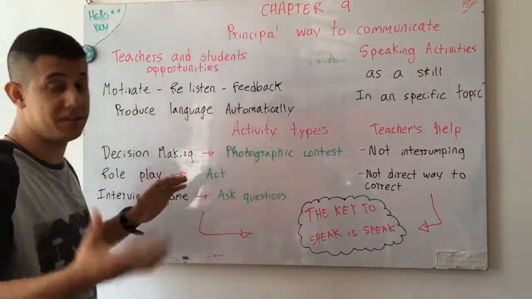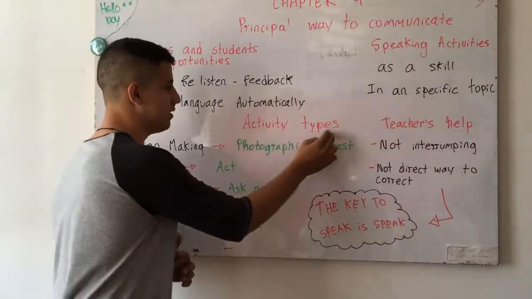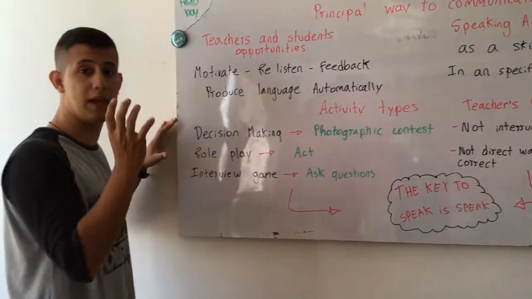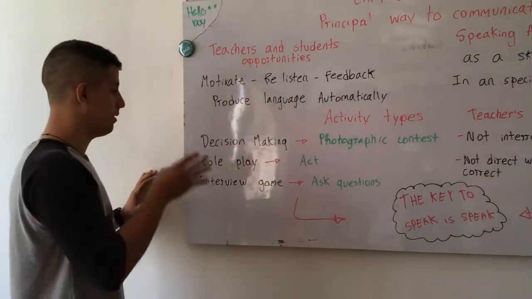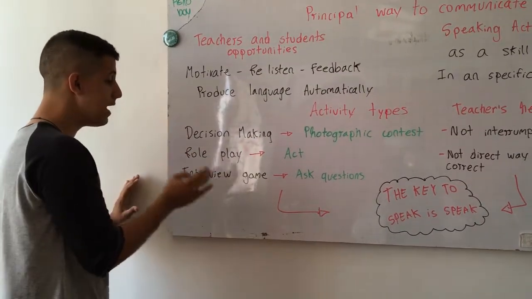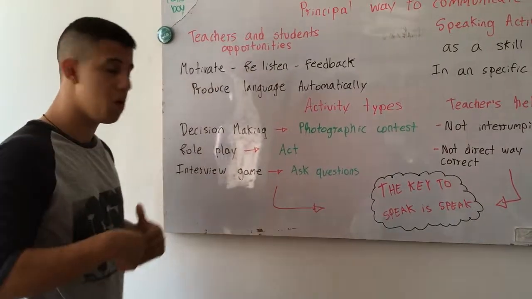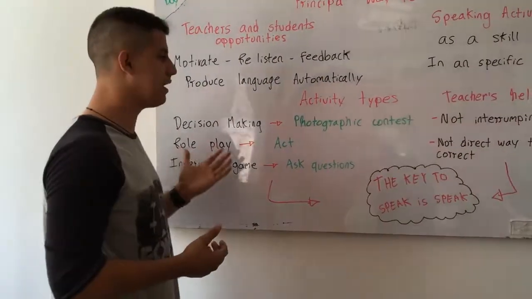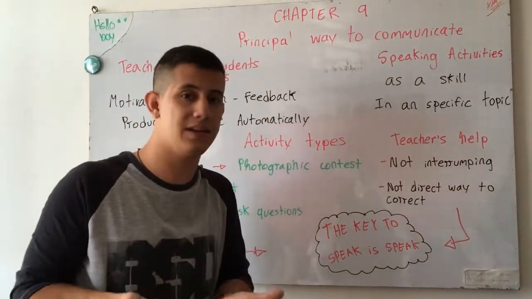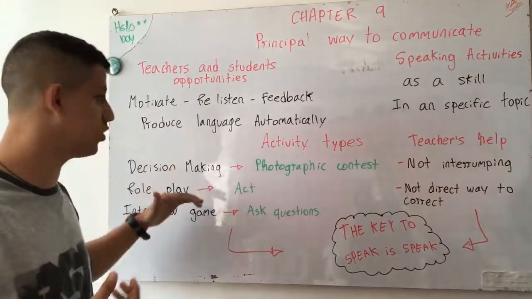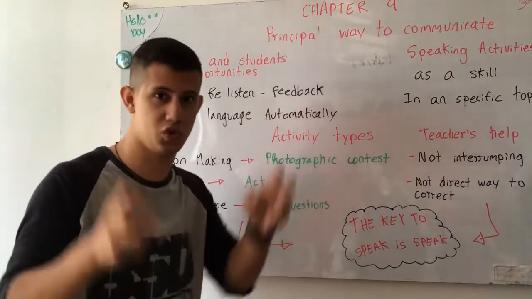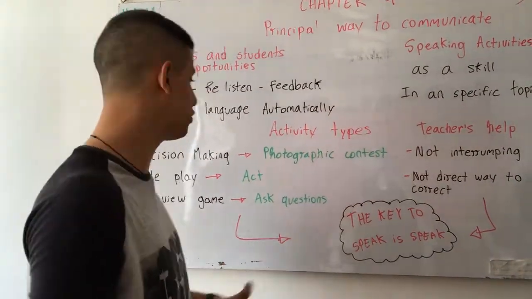Then there are some activity types, obviously. We have a bunch of them, but we're going to emphasize three of them: decision making, role play, and interview game. But what is that about? Decision making is, for example, a photographic contest. Then your student can speak about the picture that they took or something like that. This is just an excuse to encourage your students to speak.